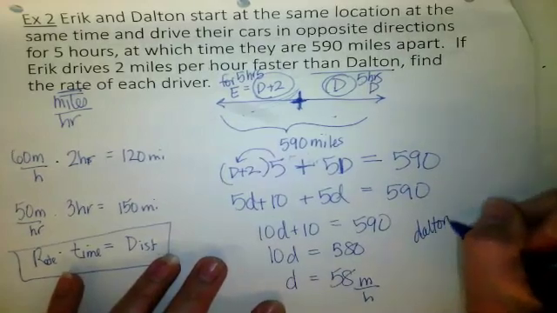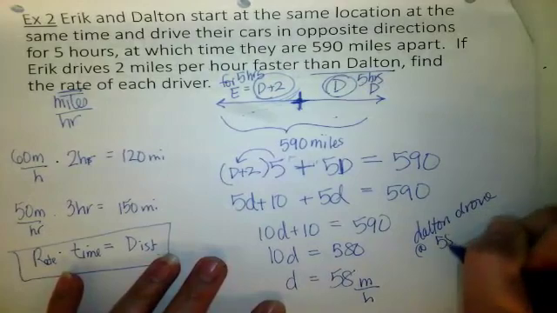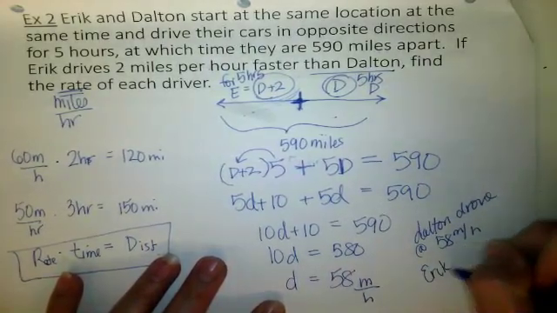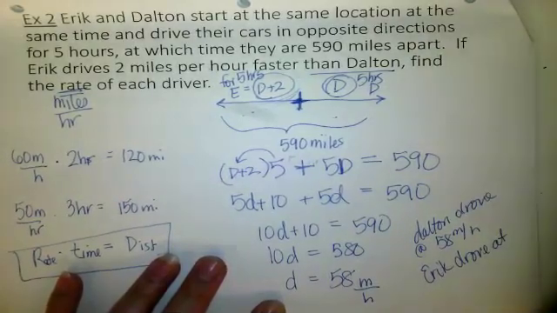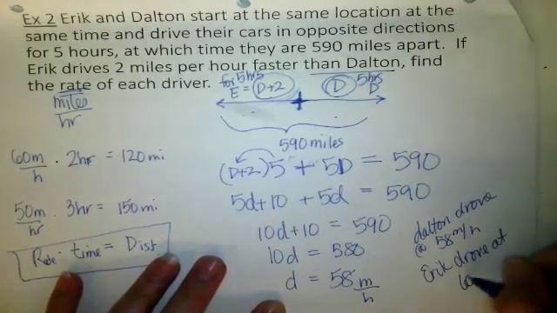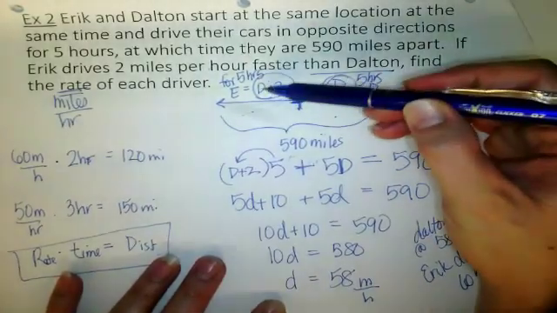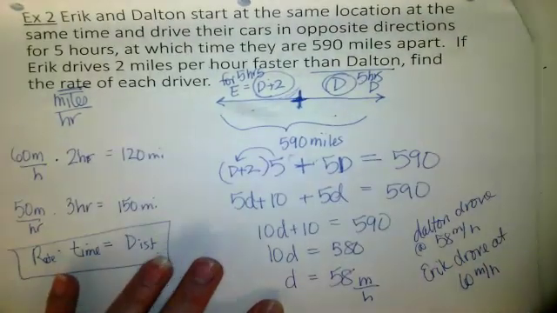Dalton drove at 58 miles per hour, grandma speed. And Eric drove at what? 60. At 60. How'd you get 60? Added 2. Yeah, Eric's speed was Dalton's plus 2. So 58 plus 2.